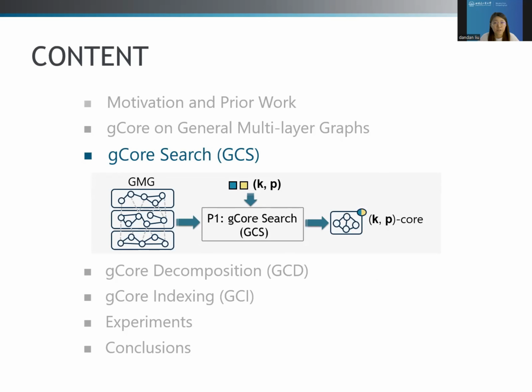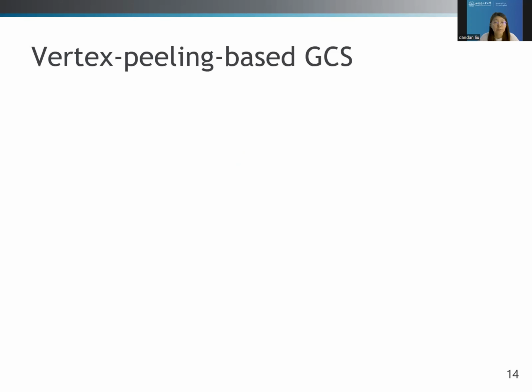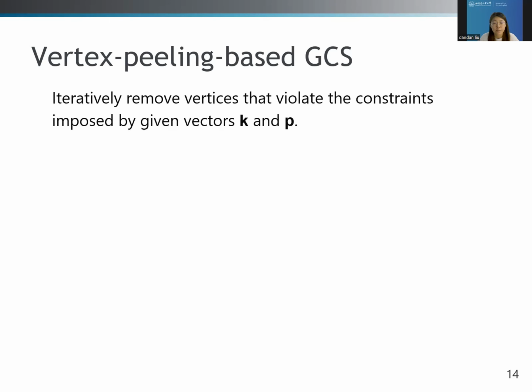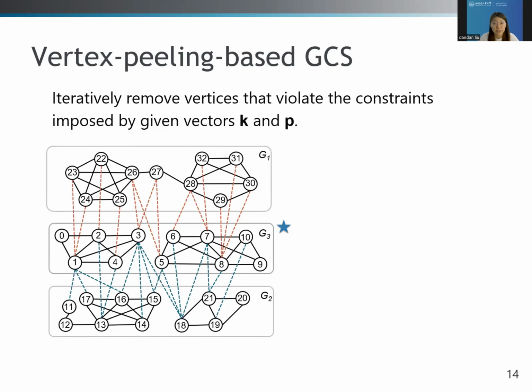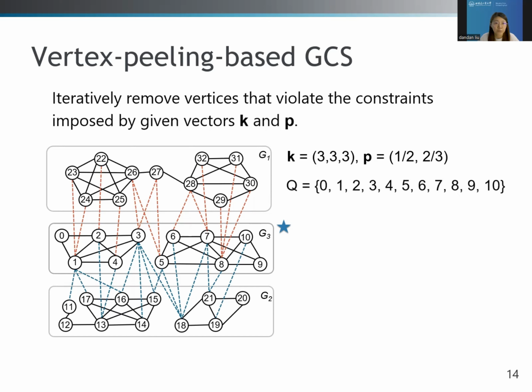Now, let's shift the focus to the solution for the G-core search problem. We adopt the vertex peeling paradigm to solve it, which iteratively removes vertices unsatisfying the definition of G-core. Here's an illustration. Suppose G3 is of our interest, and we have vectors k and p. Initially, all vertices in G3 are considered qualified and form the set Q. We first check if Q forms a 3-core and remove vertices with degree less than 3. Here, vertex 0 is removed.